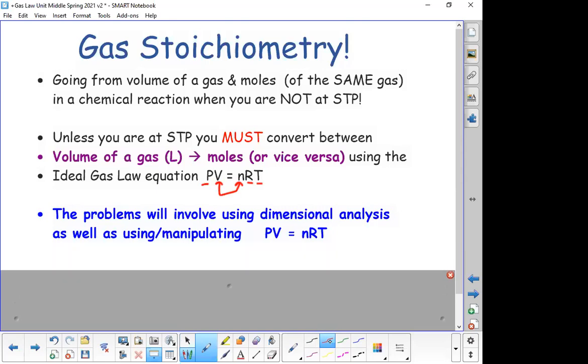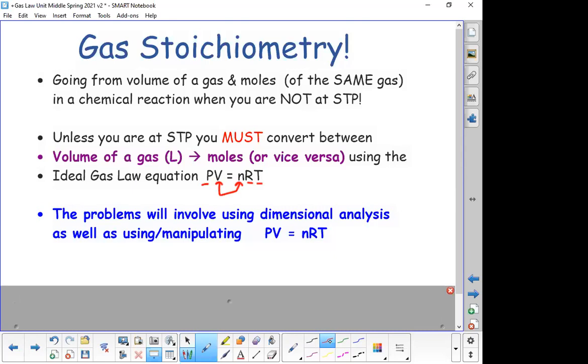So the types of problems that you're going to do, if you're not in moles, you have to get to moles. And then if you're doing a chemical reaction, you might have to get from moles of whatever you're starting in to moles of the gas or vice versa. So these types of problems have a mixture of dimensional analysis and then manipulating the ideal gas law equation. So just framing the general idea here, basically putting two skills together for what we'll be doing today.